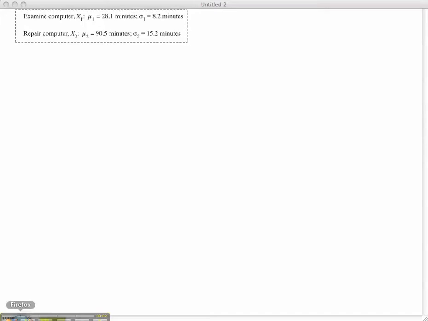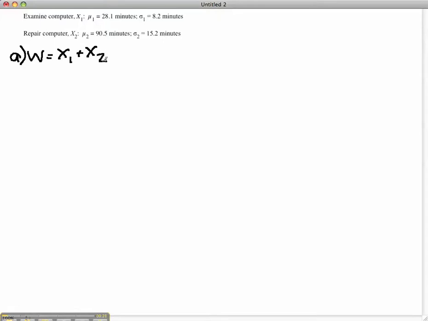Okay, in this question, this is number 2 of the worksheet. I put up the mean and standard deviation to examine the computer and to repair the computer. So question A looks like this. We're creating a new random variable called W, which is x1 plus x2.